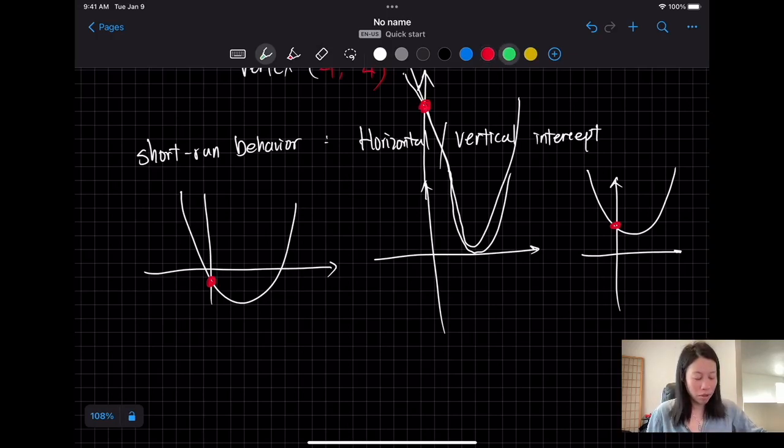So now what about the horizontal intercept? For horizontal intercept, the first graph is going to give you 2. The second graph gives you 1. And the last graph, you will have 0 horizontal intercepts. 2 x-intercepts, 1 x-intercept, and then 0 x-intercepts. But they all have 1 y-intercept.